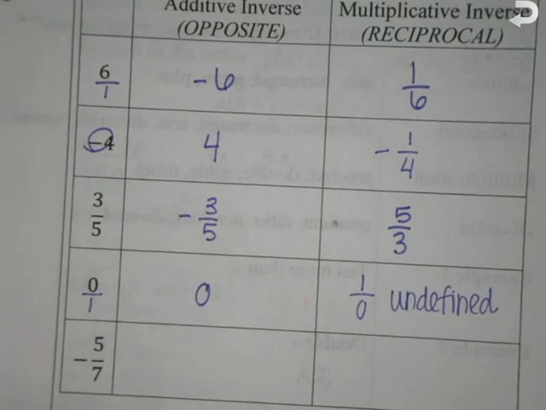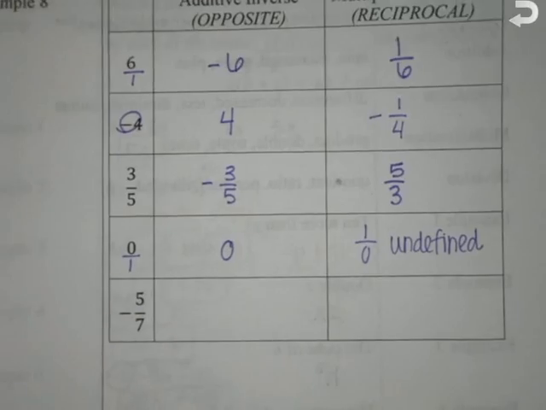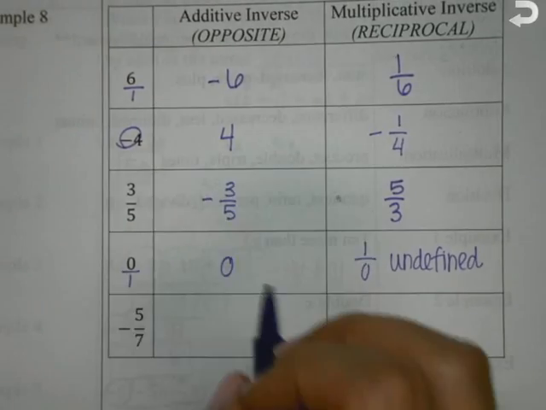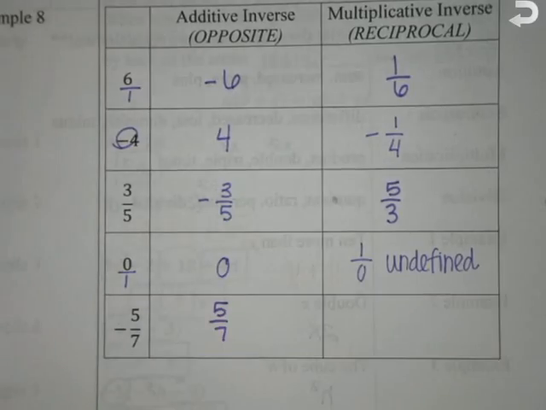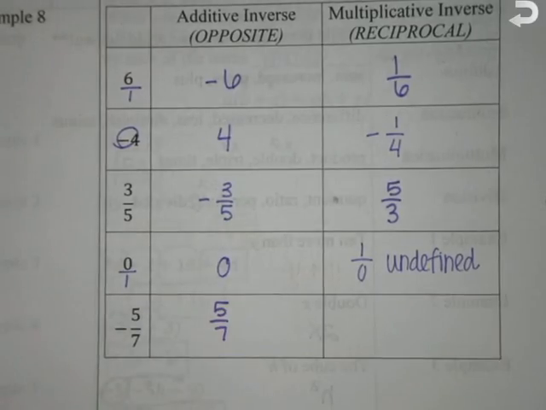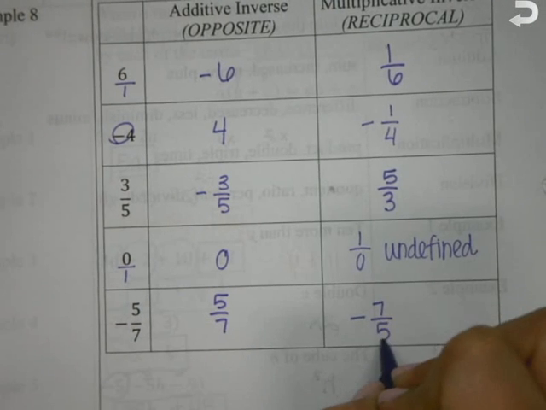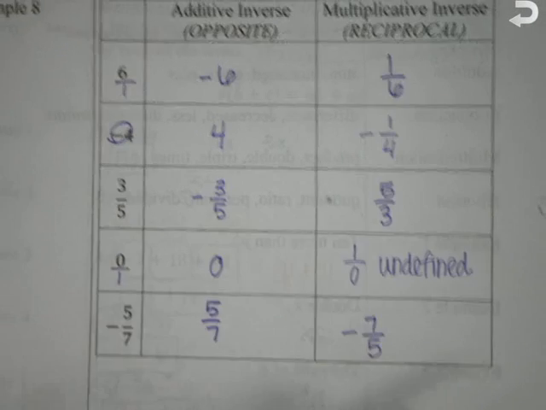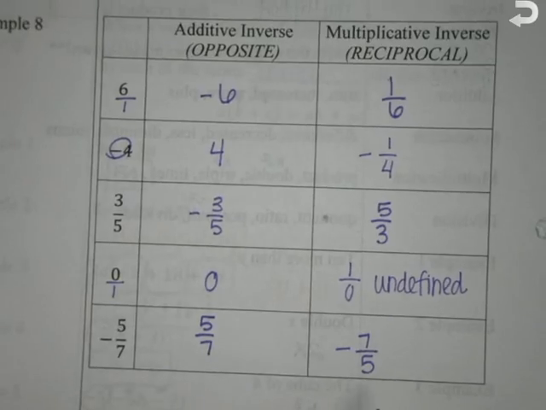Okay, last one. What's the additive inverse of negative 5 over 7? Positive 5 over 7. What is the multiplicative inverse of negative 5 over 7? Negative 7 over 5. Good job. Okay, so additive inverse, I change the sign. Multiplicative inverse, I flip it, but I keep the sign. Okay? So don't change the sign on both of them.